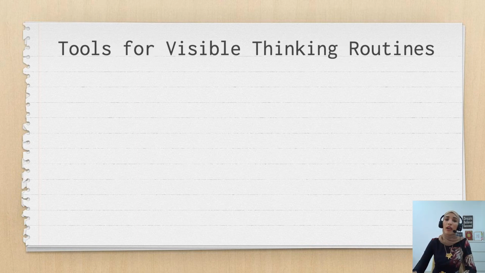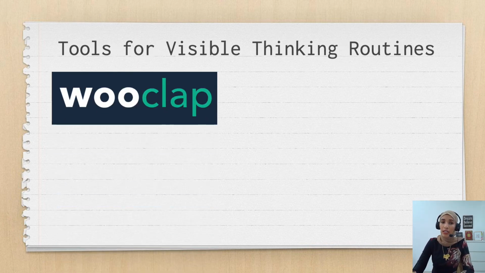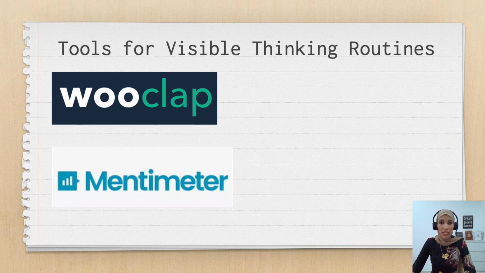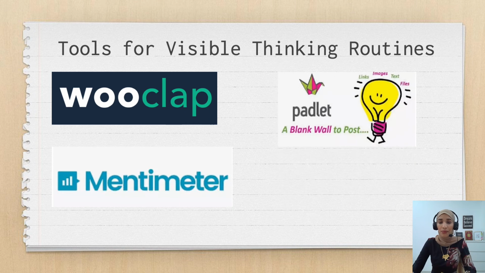And let's have a look now at the tools for the visible thinking routines that we explained earlier. There's a website called WooClap. WooClap will engage your students with walls of interactive messages, votes, and interactions online. Mentimeter as well. Mentimeter will help you interact with your students using real-time voting and sharing ideas. You don't have to install anything. It doesn't require any downloads.